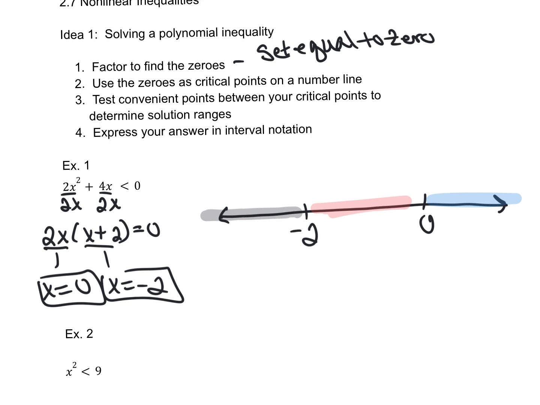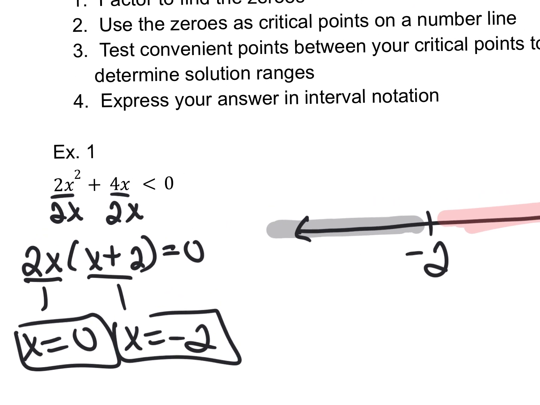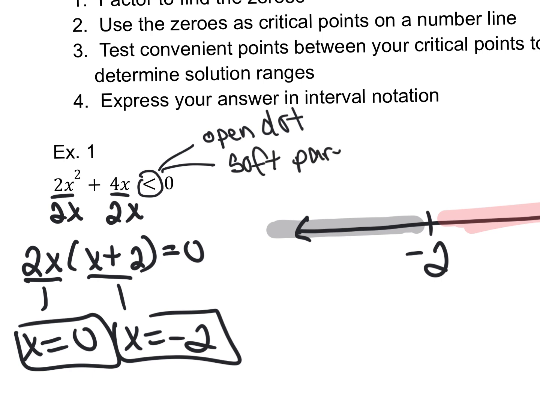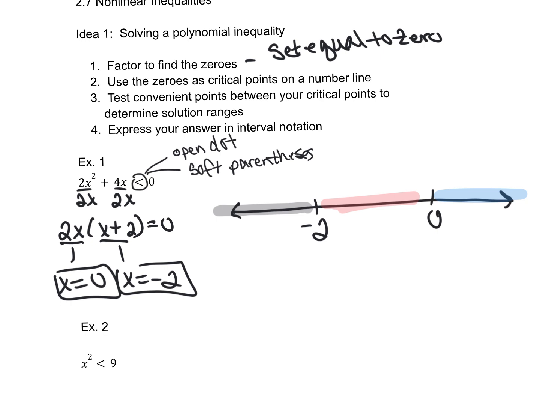So what we're going to do is test a random number in each of those sections. Although first, I should probably go back and mention, just a little reminder from Algebra 1, that this is a less than symbol, okay? Less than indicates that we would use an open dot on a number line, and it also means we would use a soft parenthesis when we are doing interval notation. Okay, so just a couple things I wanted to remind us of.